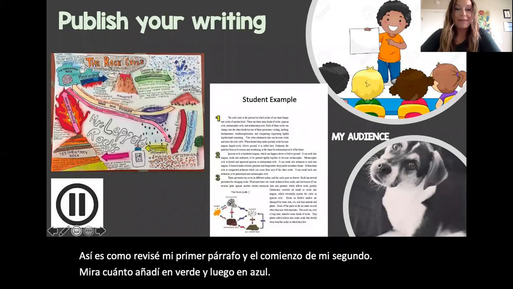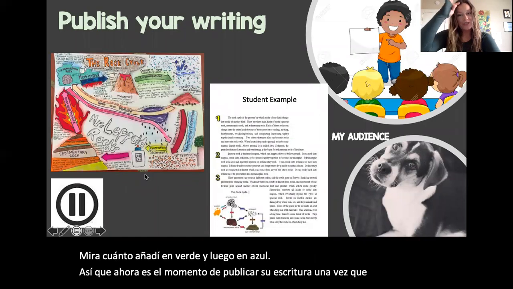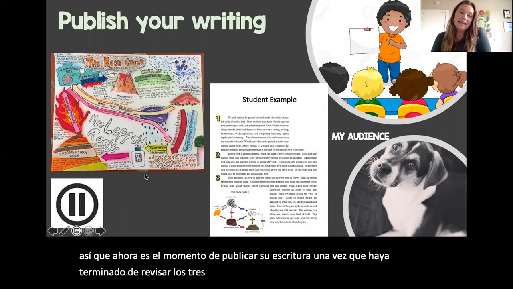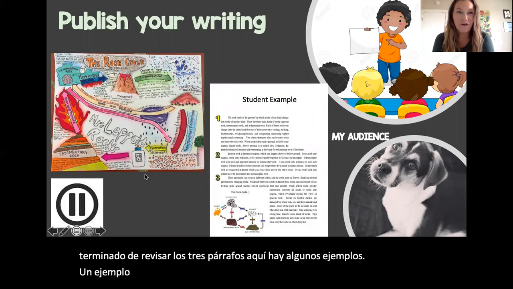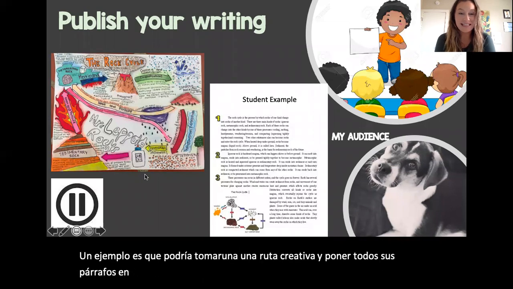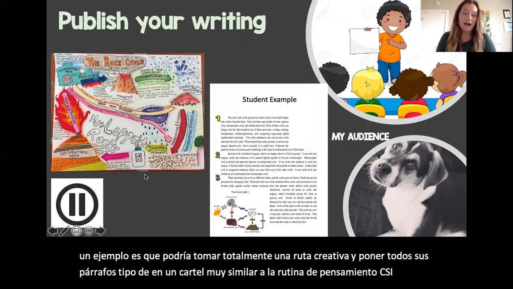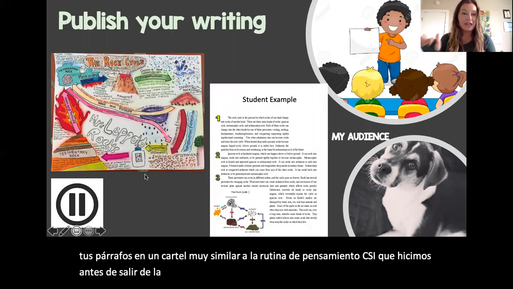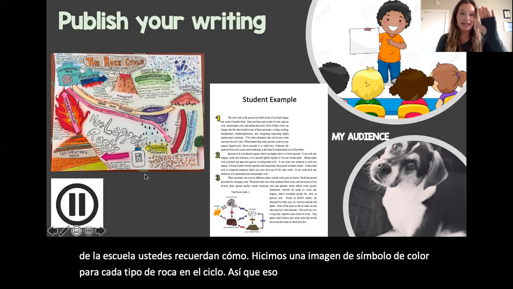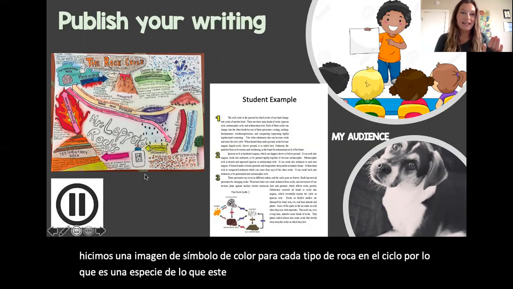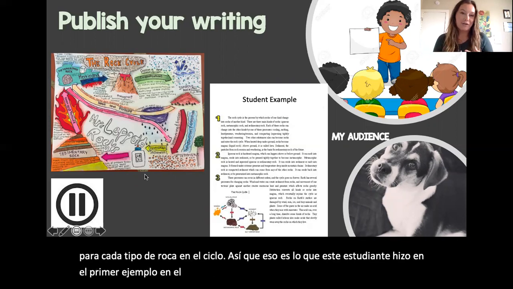So now it's time to publish your writing once you're all done revising all 3 of your paragraphs. Here are some examples. One example is you could totally take it a creative route and put all of your paragraphs kind of into a poster, very similar to the CSI thinking routine that we did before we got out of school. You guys remember how we did a color symbol image for each rock type in the cycle? So that's kind of what this student did in the first example on the left side of your screen, and then each paragraph is kind of scattered throughout.